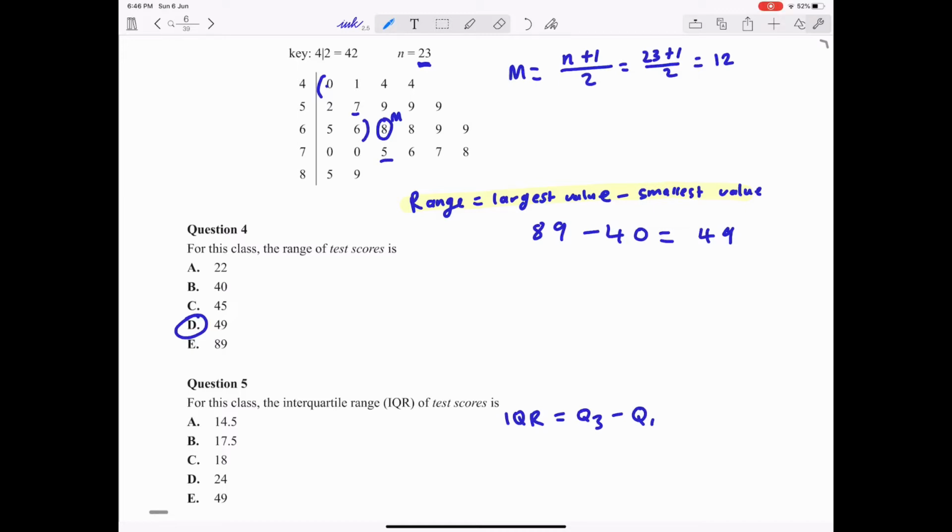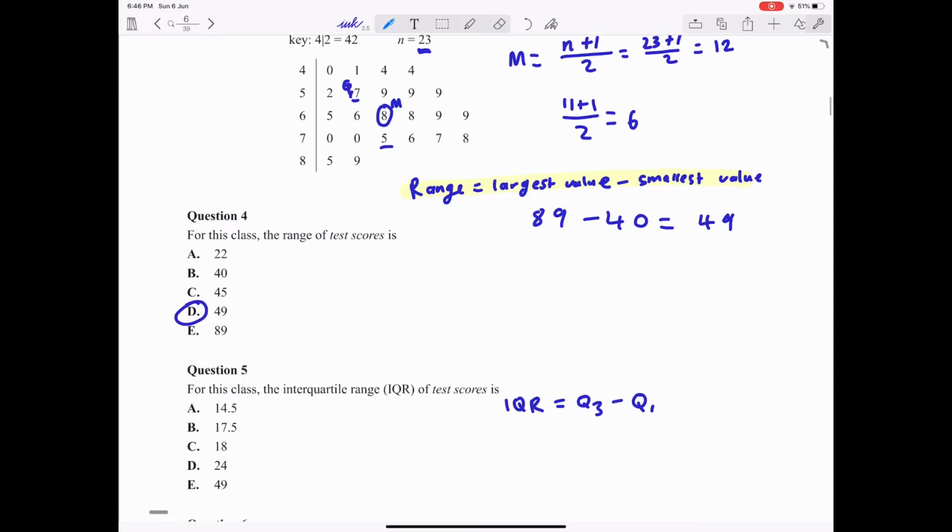So the position of Q1 is 11 plus 1 divided by 2, which is 6. So you count 6 from the start over here, which is 1, 2, 3, 4, 5, 6. So therefore 57 is Q1.